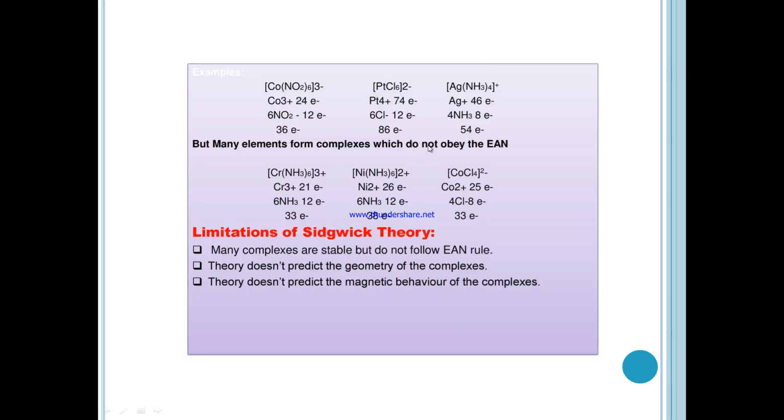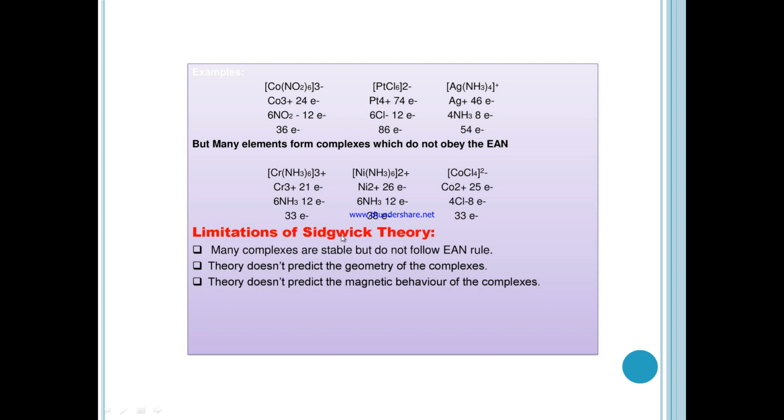So here are some of the examples for EAN calculations. All the first row complexes obey the EAN rule because they attained the inert gas configurations or inert gas atomic numbers. So these are all stable complexes, but many do not obey the EAN rule. These are the examples of complexes which do not obey the EAN rule. You can see the atomic numbers which are not inert gas atomic numbers. So there are some complexes which obey the EAN rule, they are stable, and other complexes which do not obey the EAN rule, they are not stable.